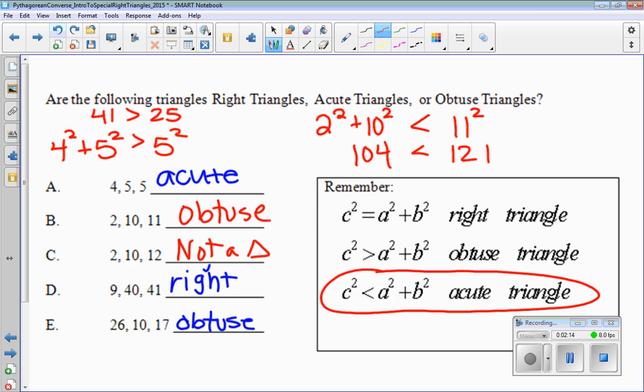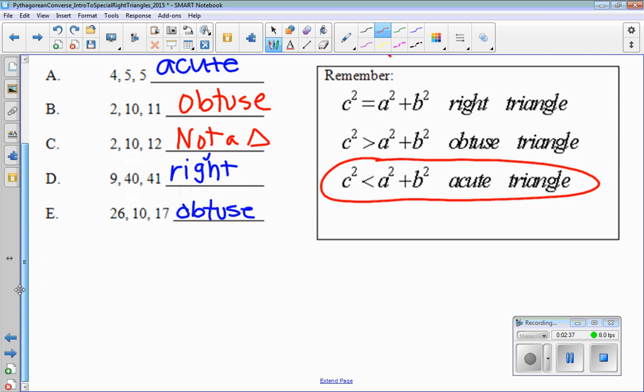So we've already checked C is not even a triangle to begin with. How about D? Do we agree with D? Yes. Okay, 9, 40, and 41. If those three things make a right triangle, there's a special name for those three sides together as a group. Do you guys know what it is? It's called a Pythagorean triple. Exactly, Brittany.